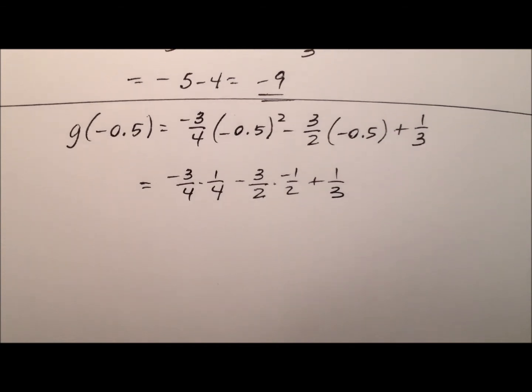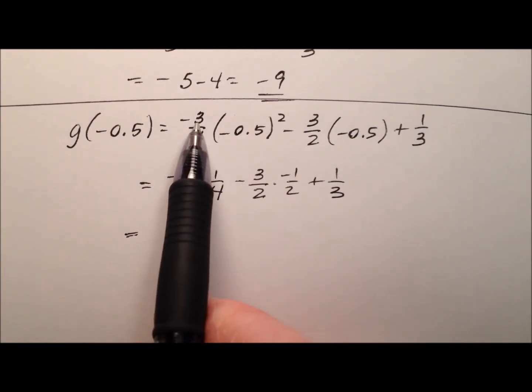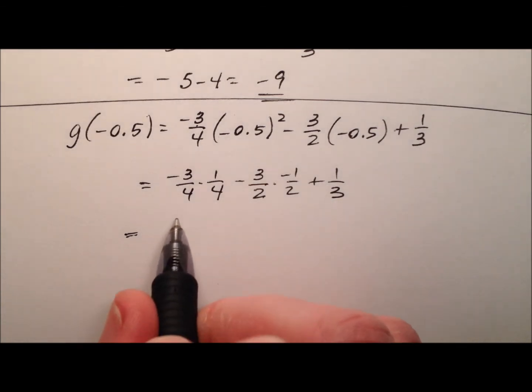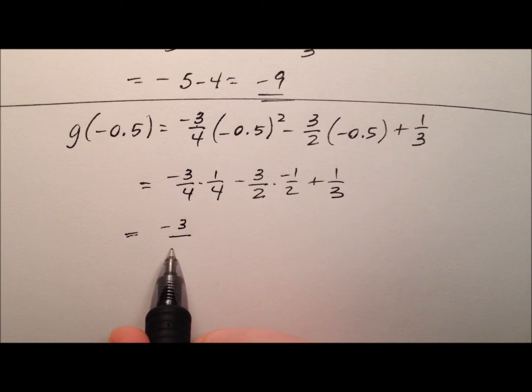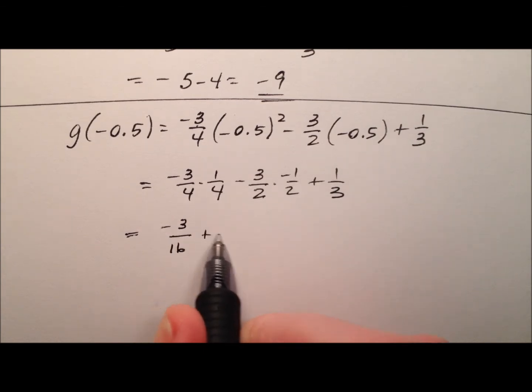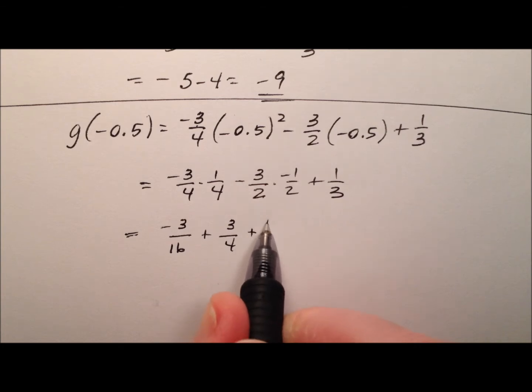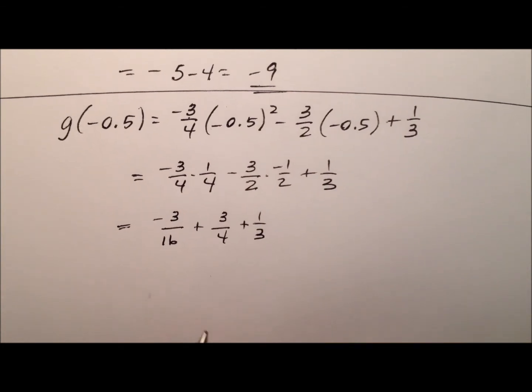So we'll just go ahead and change everything into fractions. Since most of our coefficients, well, all of our coefficients are constant, they're all fractions anyway. Okay, so this looks like -3/16 plus 3/4 plus 1/3.